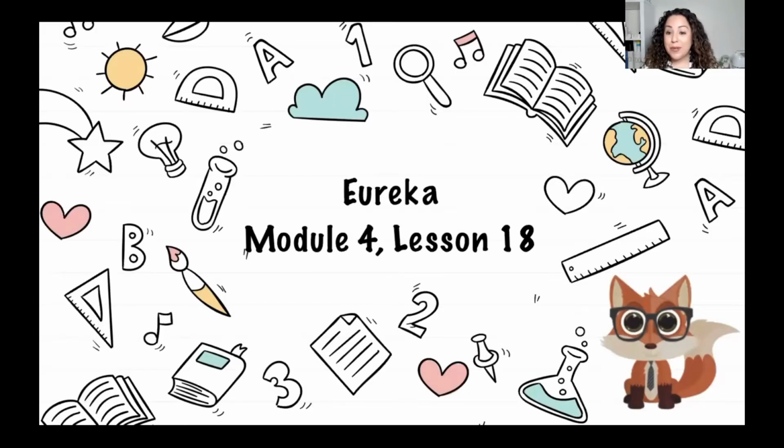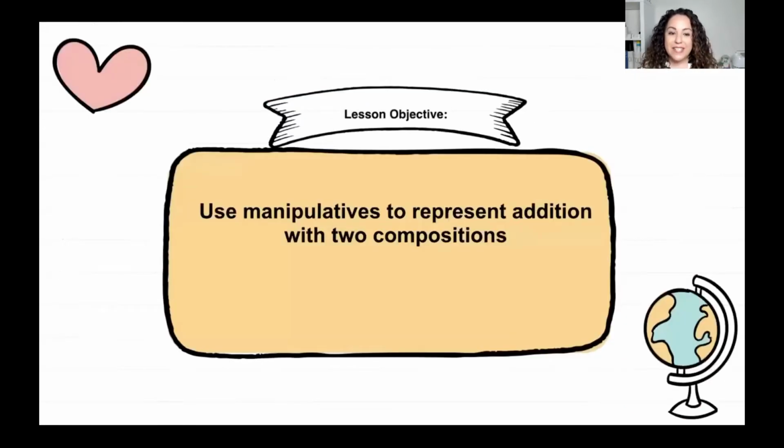Back. So today we're going to be working on Eureka Module 4, Lesson 18. And our objective today is we're going to use manipulatives to represent addition with two compositions. And what that means is we're going to bundle 2 times. Now we have been regrouping and composing tens and hundreds, but this time instead of composing 1, we're going to be composing tens and hundreds. So let's go ahead and get started.